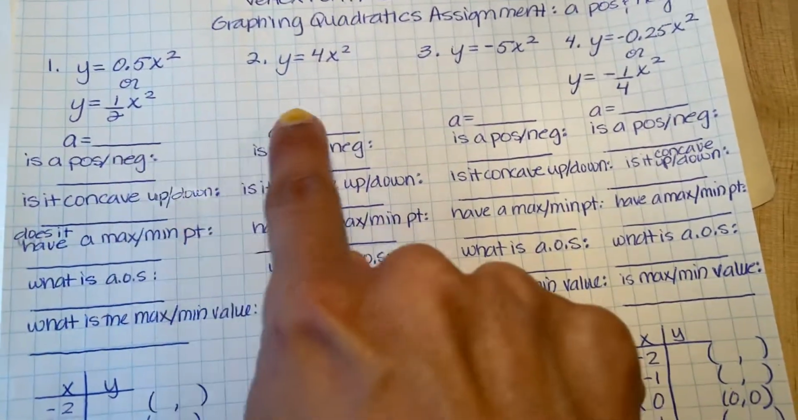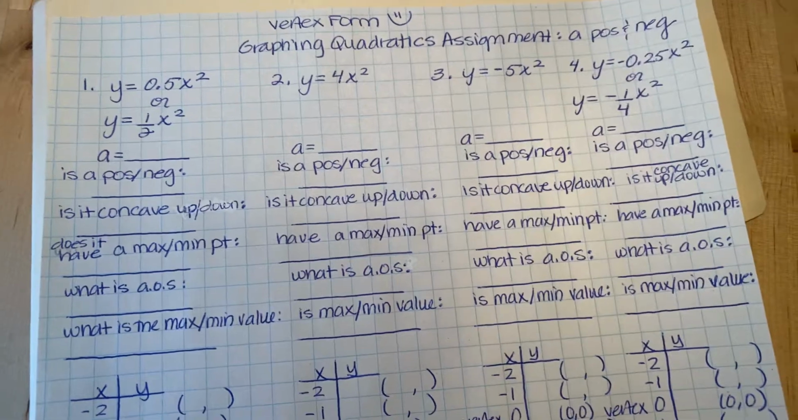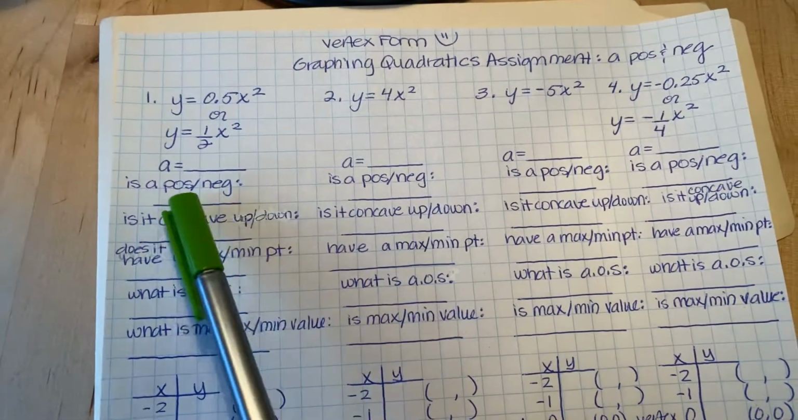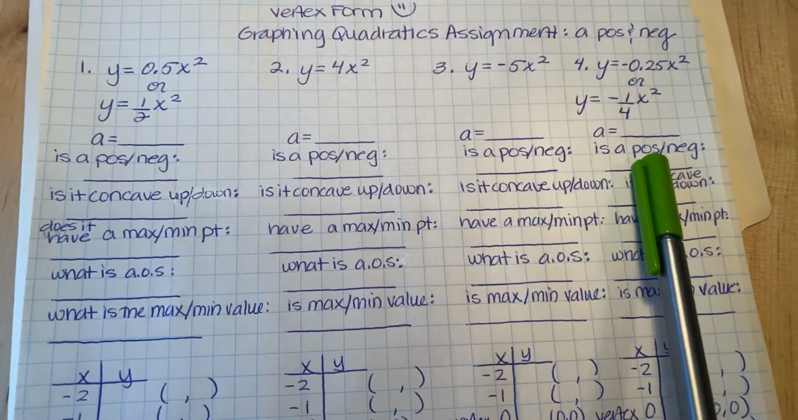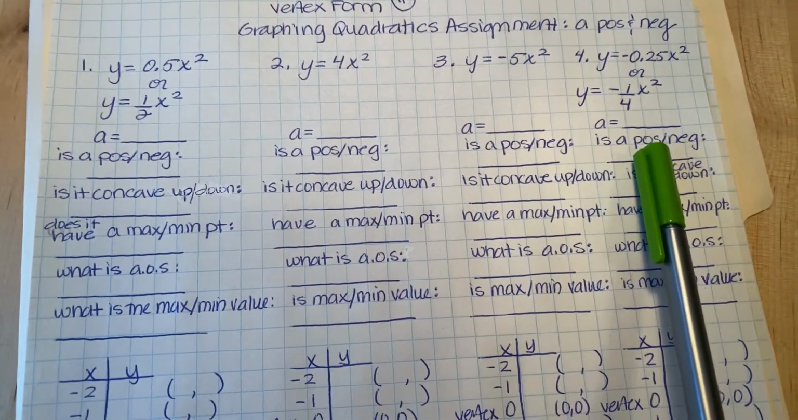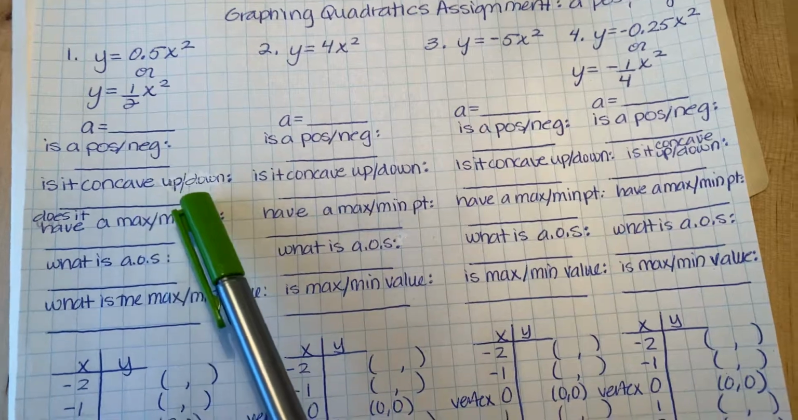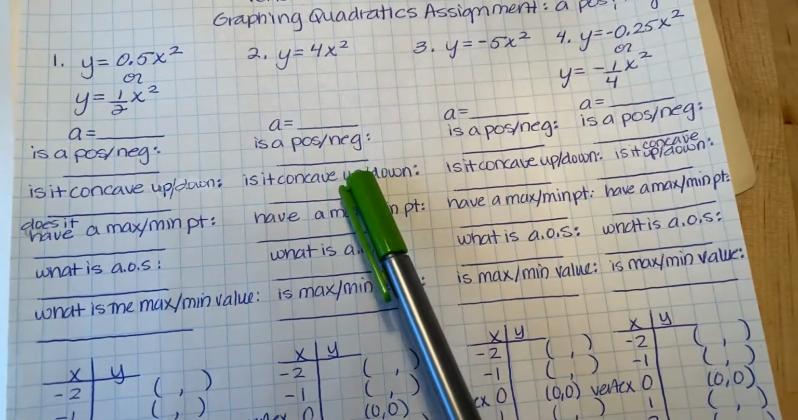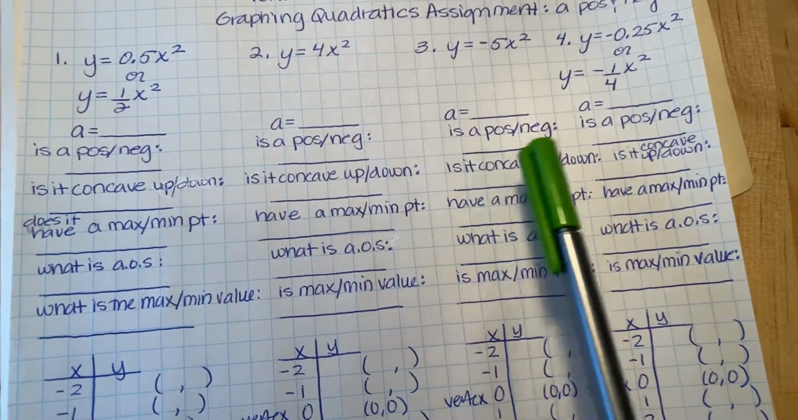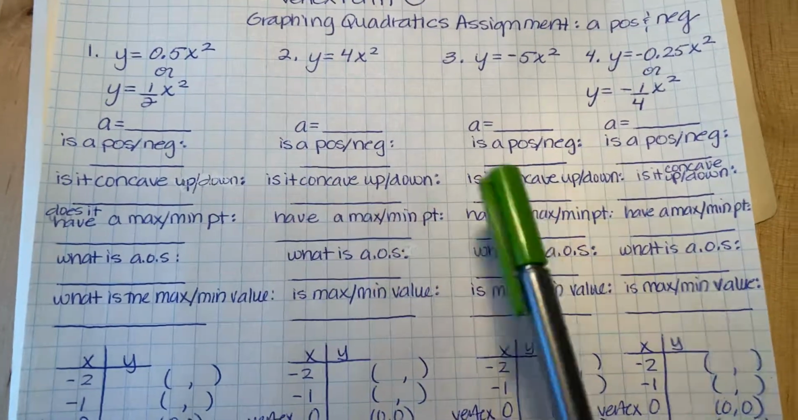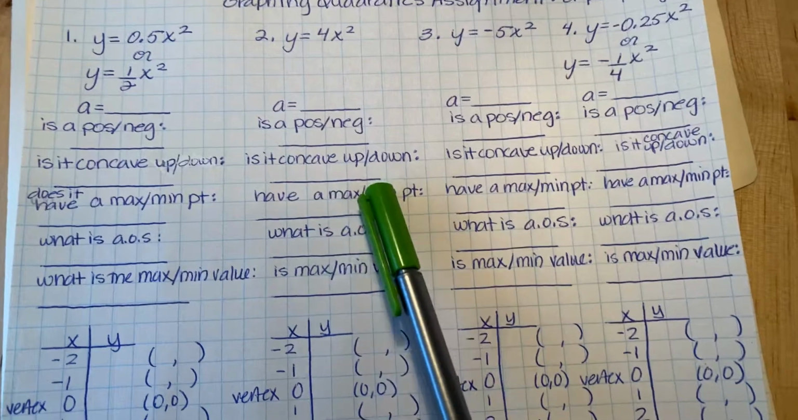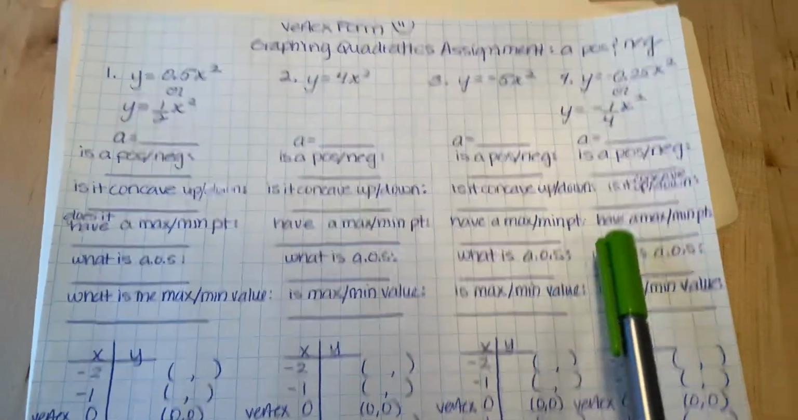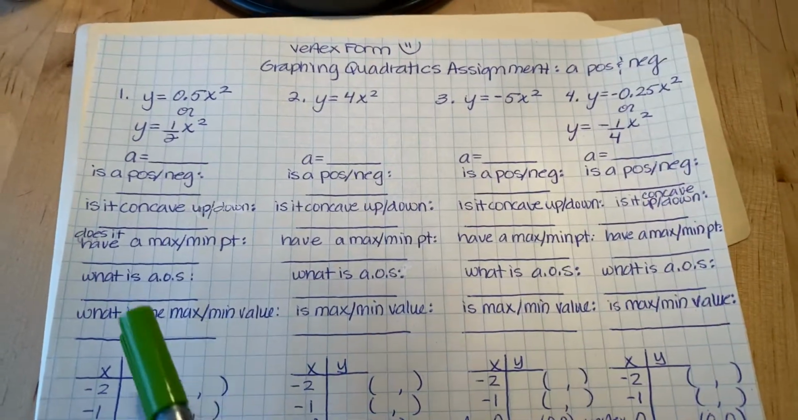What's the A value? Is it positive or negative? If you want to start abbreviating and put POS for positive or NEG for negative, you're welcome to. Is it concave up or concave down? Does it have a maximum or minimum point? Okay, you get the drift.